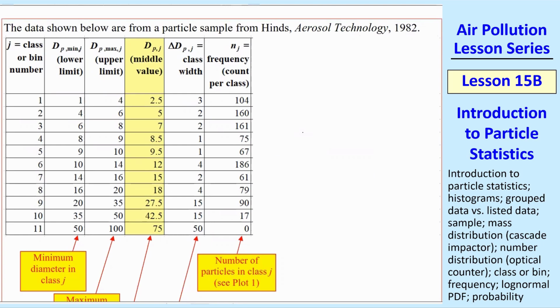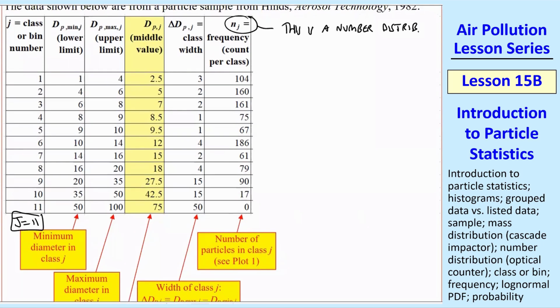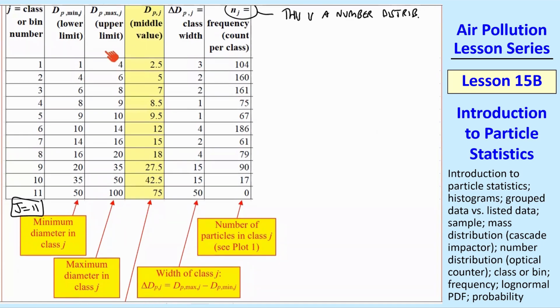Now I'm going to use a particle sample from Hinds in a book called Aerosol Technology. This is a grouped data set where we have 11 bins. So capital J is the total number of bins, or 11 here. This is a number distribution like you would get from an optical counter, for example. So I've labeled all these columns. We have the bin number. We have the minimum lower limit, minimum diameter in class J. The next one is the upper limit, or the maximum diameter in class J.